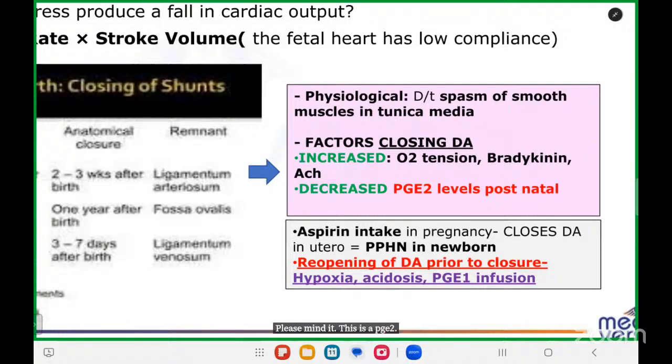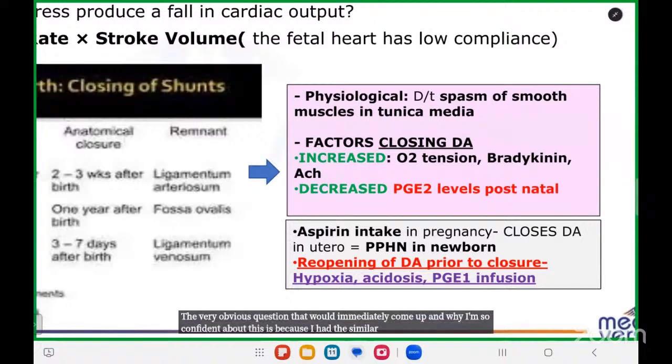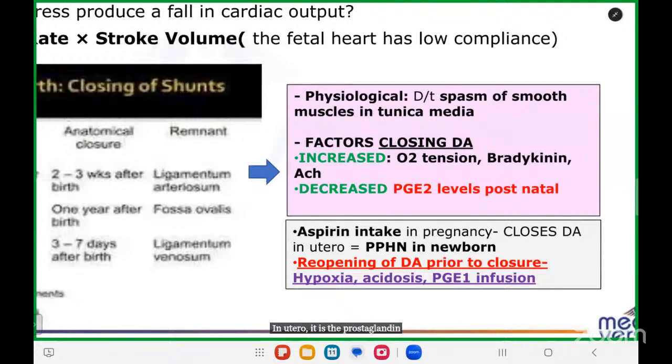The very obvious question that would immediately come up, and why I'm so confident about this is because I had a similar question when I was studying back in my MBBS days: we say that in utero, it is the prostaglandin E2 levels which keep the ductus open. However, for circulations which are duct dependent, we always give an infusion of PGE1, that is alprostadil. So always remember it, in utero, PGE2 maintains the ductus.